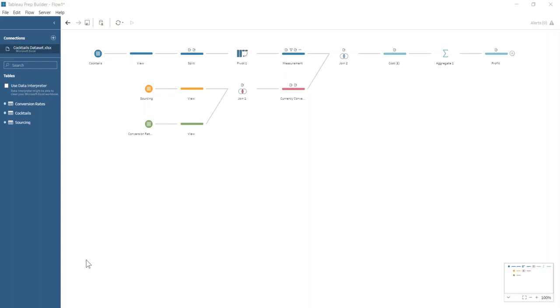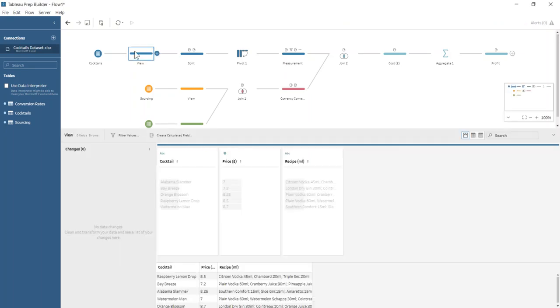We have Vivian to thank for the challenge this week, so let's take a look at it. It's looking at cocktails and what ingredients they have, and basically we're trying to look at how much it costs to make the cocktail versus how much they're sold for.